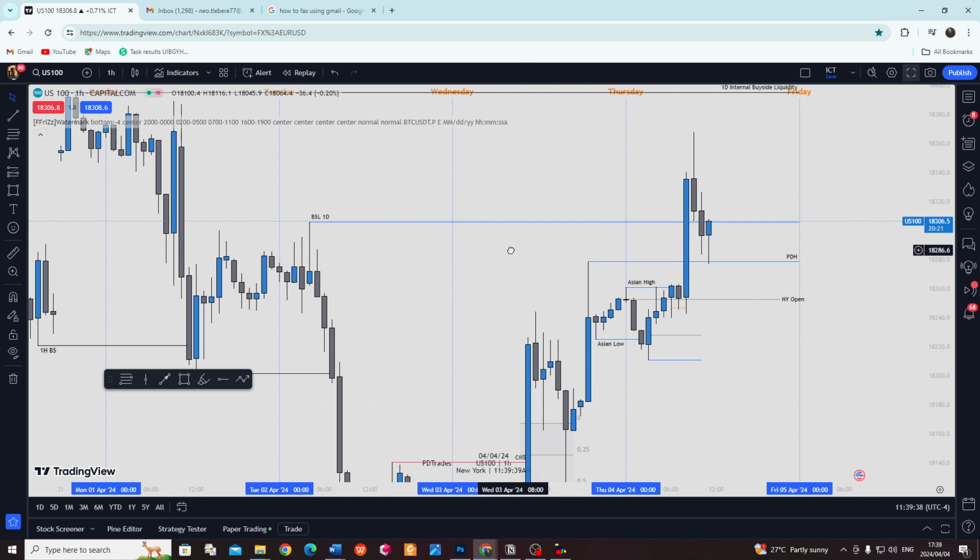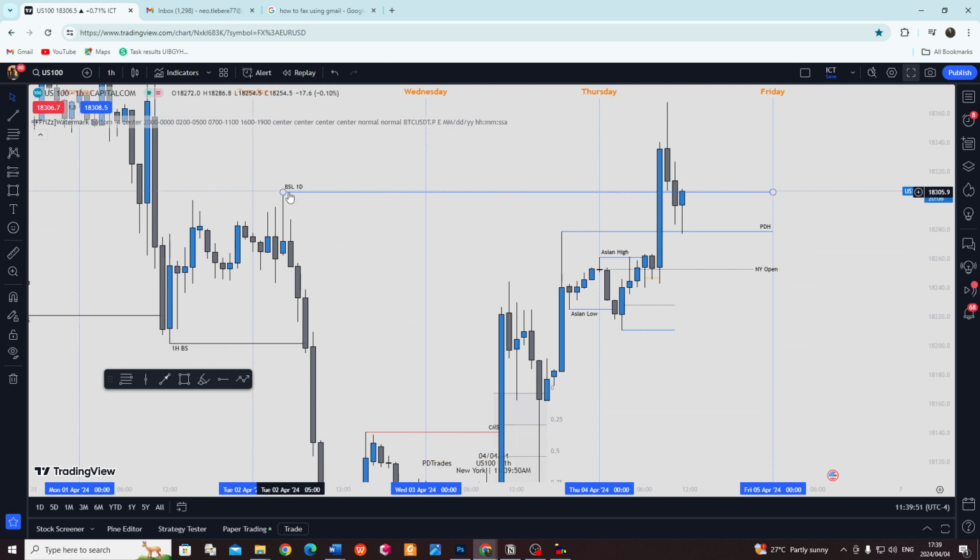Remember, what was my draw on liquidity? This was yesterday's previous day's high, and this was Tuesday's high, whereby I was looking for this to be taken out, right? Like on a daily. This was my draw on liquidity for today.